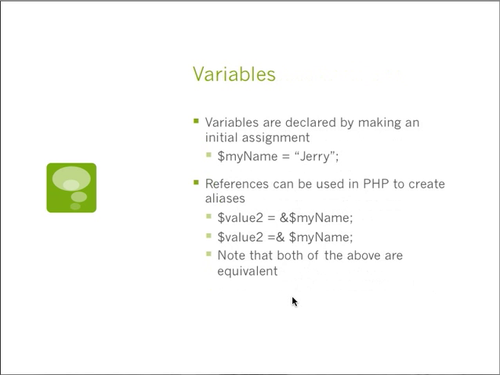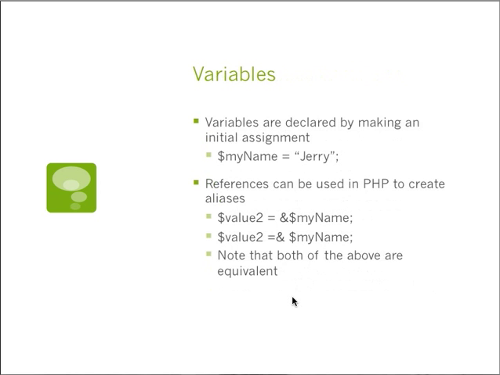Now variables in PHP are declared by making an initial assignment. So I could do something like, say, my name is equal to Jerry. And that would then declare the variable as basically being of type string.